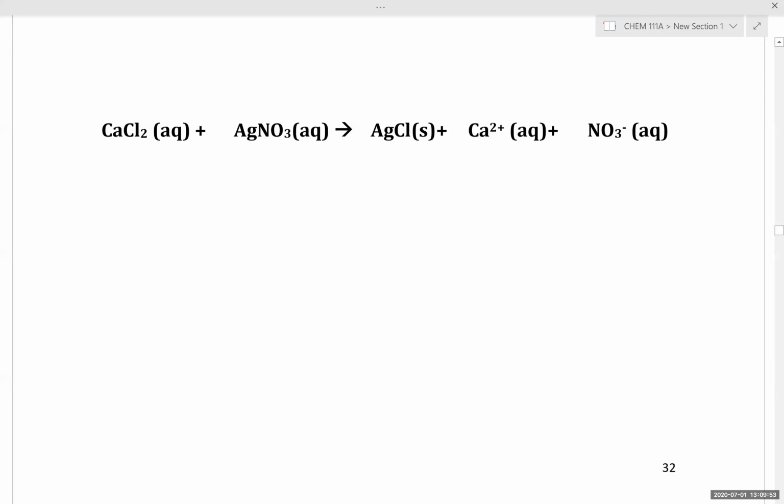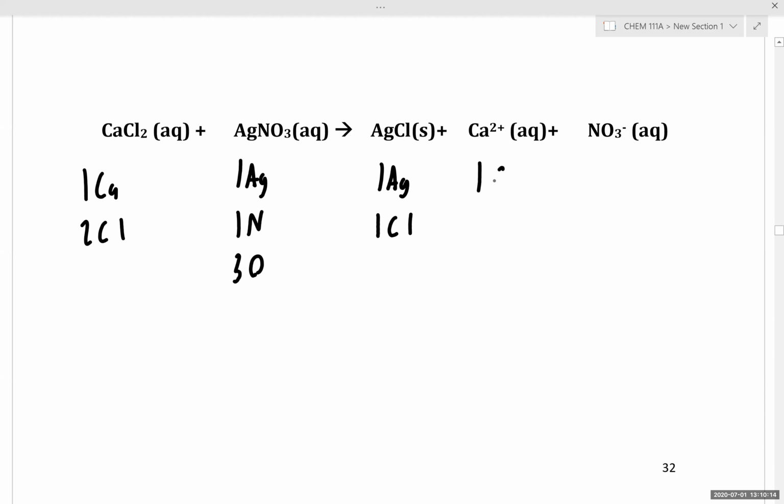So let's discuss this example. So we have 1 calcium and 2 chlorine atoms in calcium chloride. We have 1 silver, 1 nitrogen, and 3 oxygen atoms in silver nitrate. We have 1 silver and 1 chlorine atom in silver chloride. In calcium 2+, we just have 1 calcium atom. And in nitrate, we have 1 nitrogen and 3 oxygens.